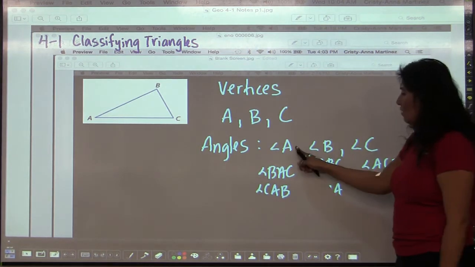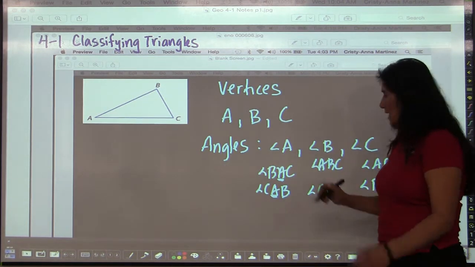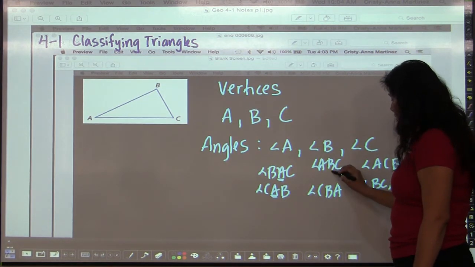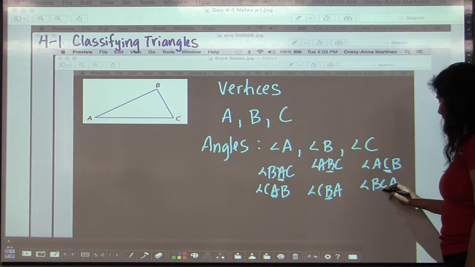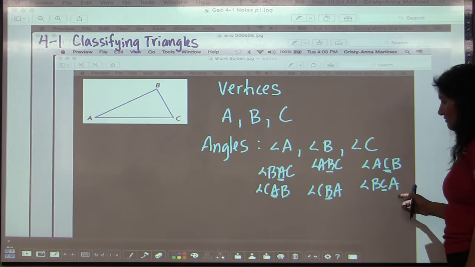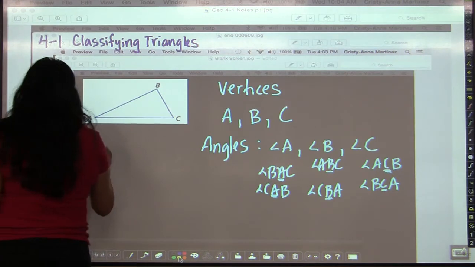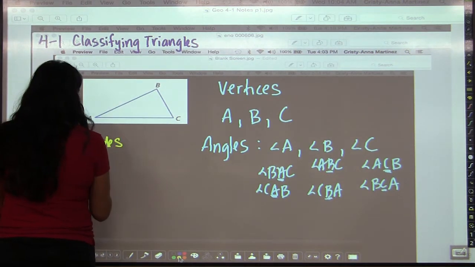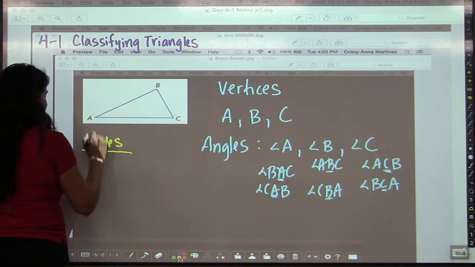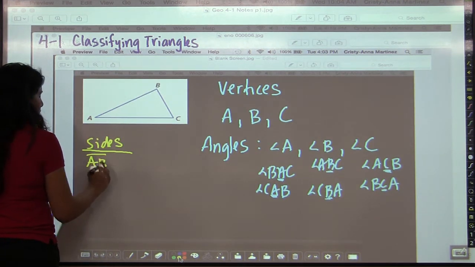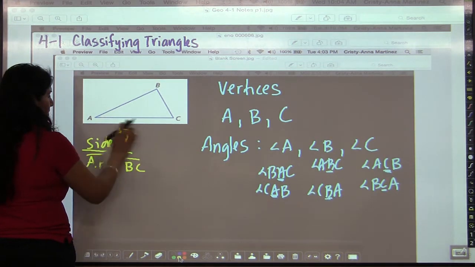The key is that for angle A, the middle letter is A in both of the alternate names. The key for angle B is that the middle letter is B for both alternate names, and the same is true for angle C. It is in the middle for both alternate names of angle C. You can also name the sides of the triangle. So for the sides, remember the sides of the triangle are going to be segments. So you could have the first one here, segment AB. You would also have segment BC. And then, of course, the longest segment here, segment AC.